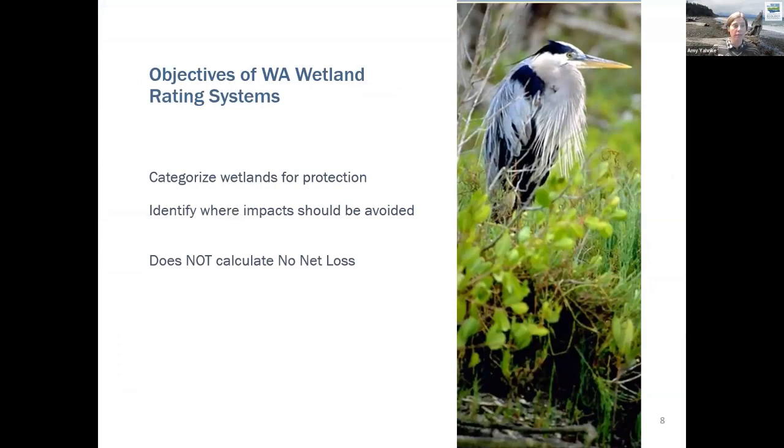So the objectives of the wetland rating system are to identify wetlands that require different levels of protection, including those where impacts should be avoided. It doesn't assess functions for calculating no net loss, but it could be used to assess change at the site level if it's applied at the same site over time, or at a watershed level if you use an appropriate sampling scheme to be able to detect those changes.